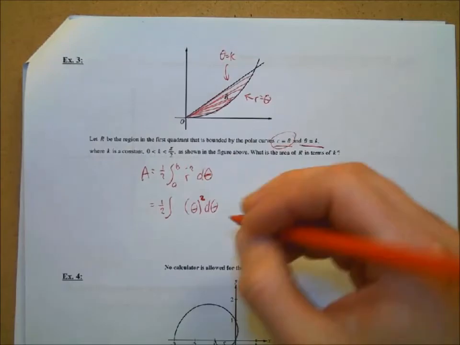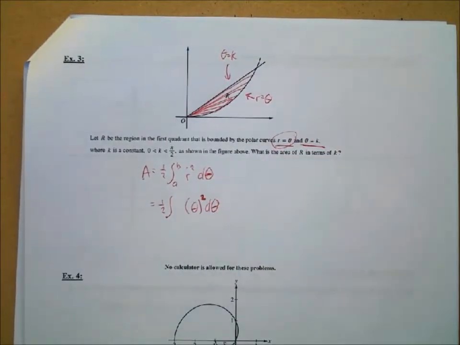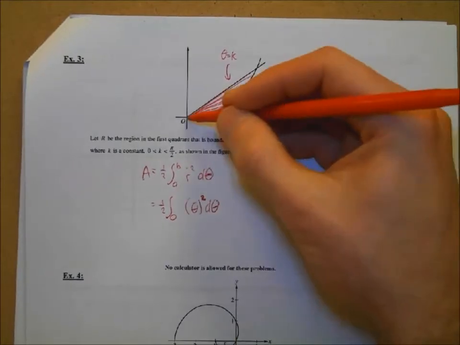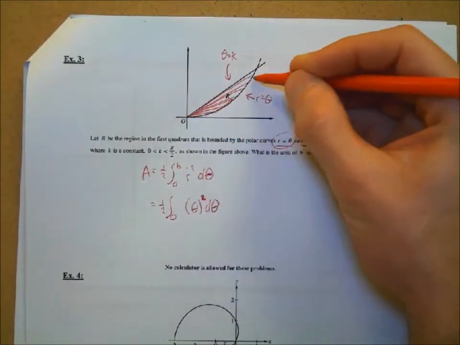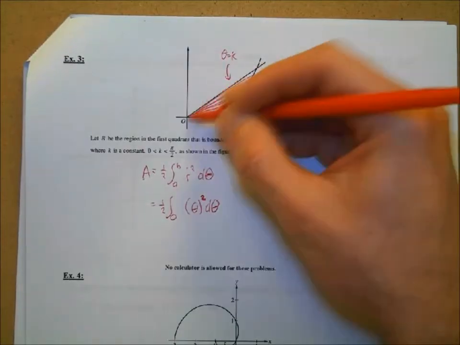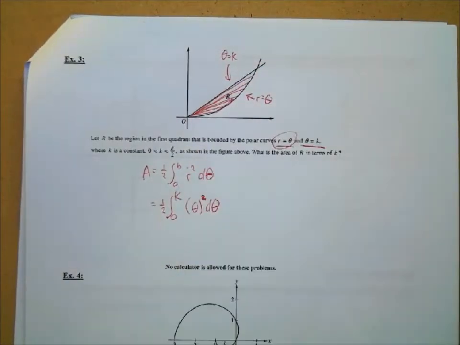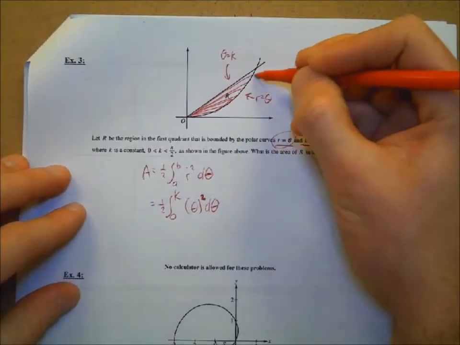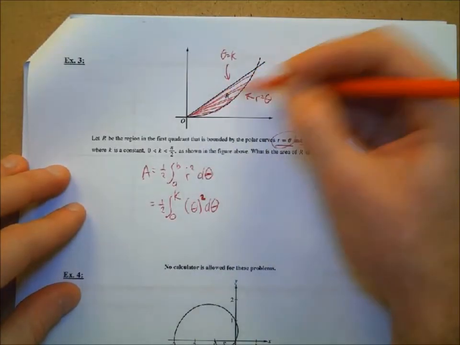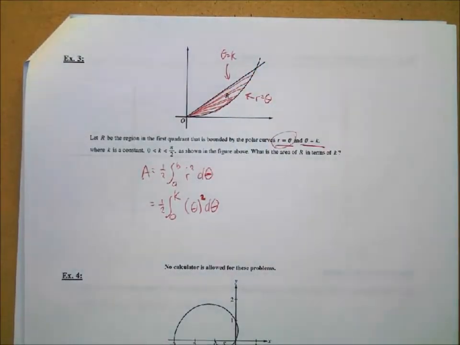Okay, what are our limits of integration going to be? 0, right? Because we have to start at the angle 0 here. And then we're going to rotate up around through here to this value, which is theta equals k. So k is our upper angle there. Again, we're rotating about the pole. So from 0, we rotate outward up to theta equals k. So there's our setup.